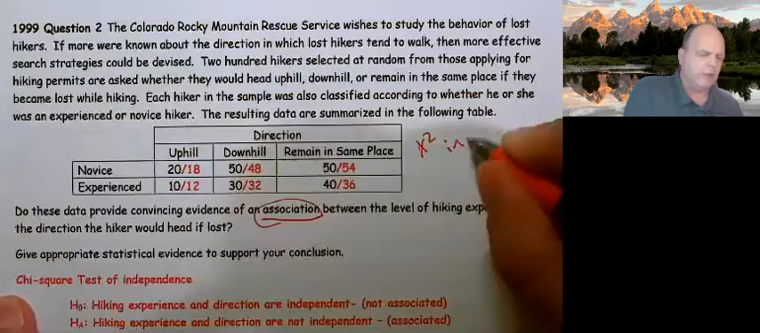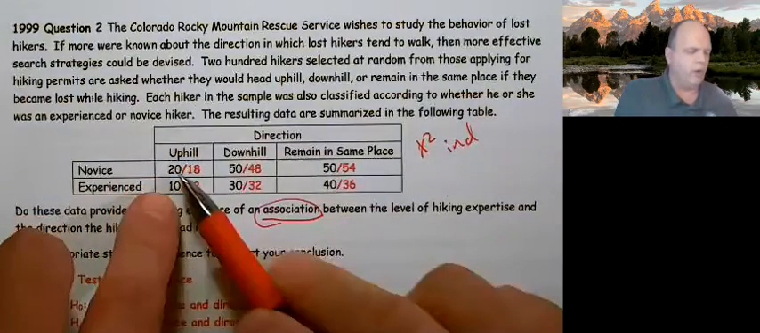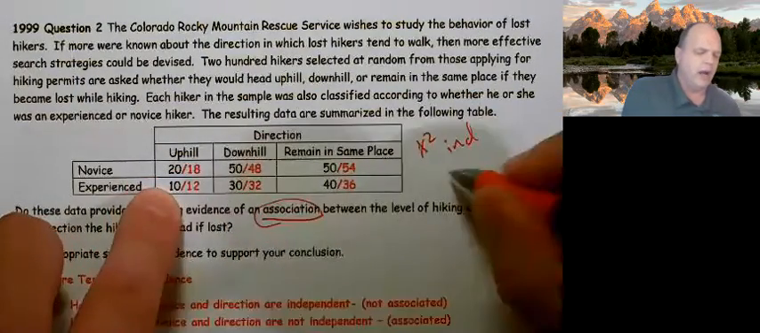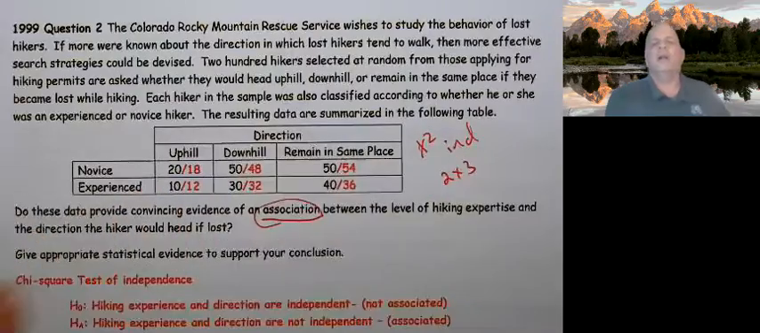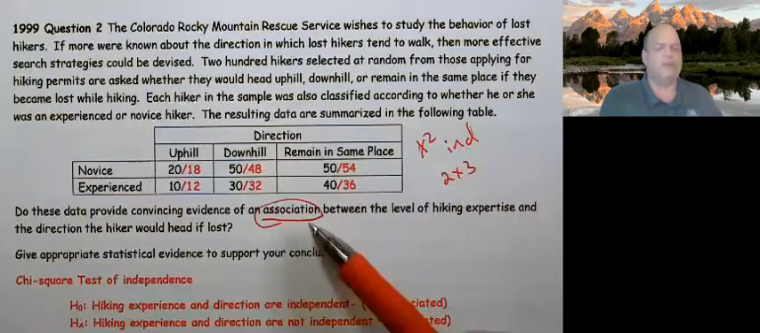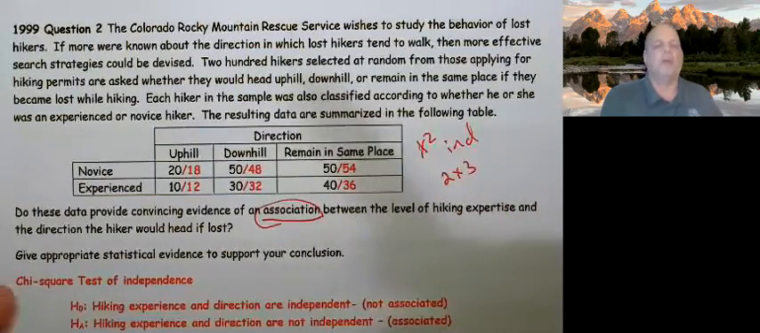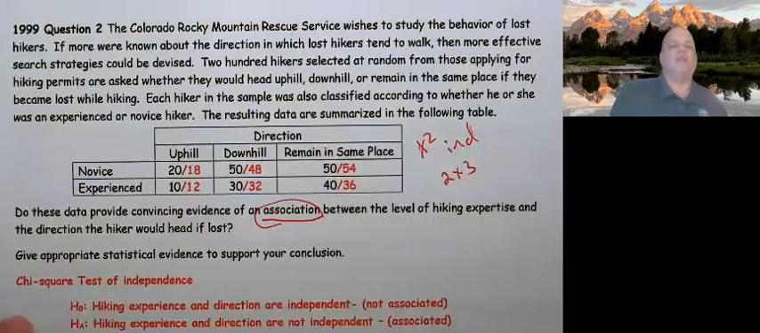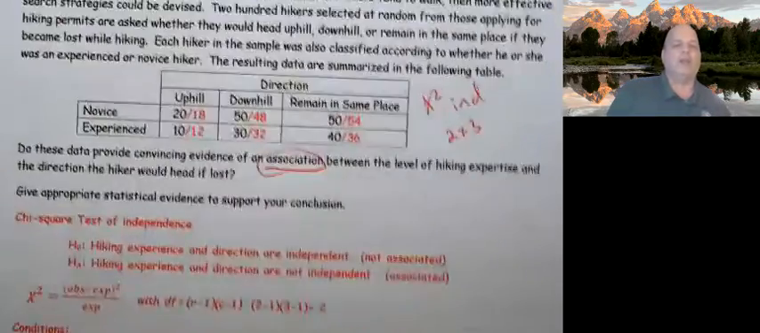chi-squared independence. Also, notice I have 1, 2, 1, 2, 3. I have a 2 by 3 matrix. So as soon as you have a matrix, probably going to be a chi-squared, not guaranteed, but probably. And I see the word association, that's what it's got to be. So give appropriate statistical evidence to support your conclusion. And they want to know whether there is an association between the level of hiking expertise and the direction they would head if lost. So chi-square test of independence.